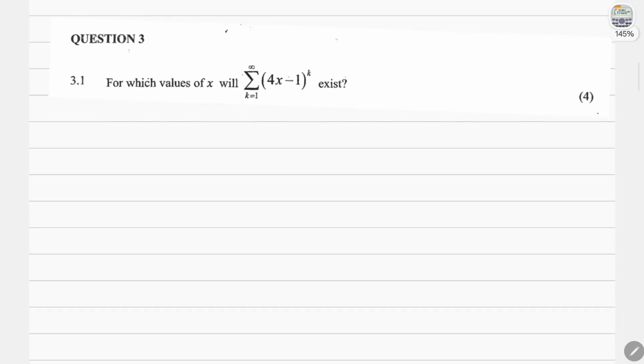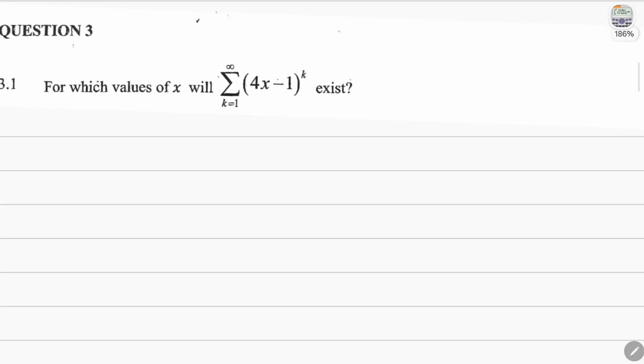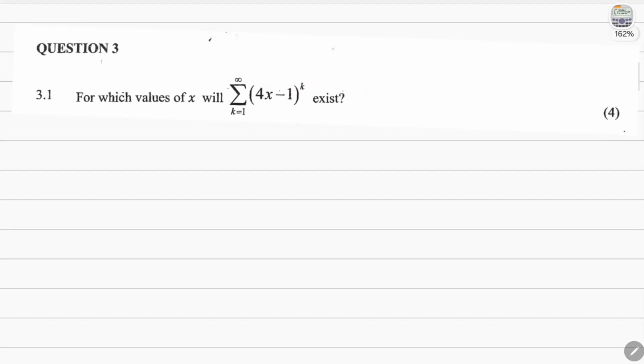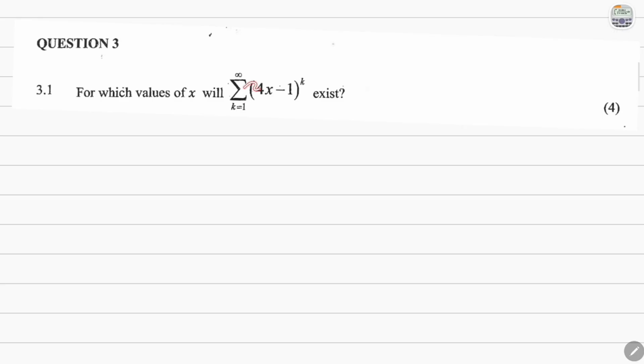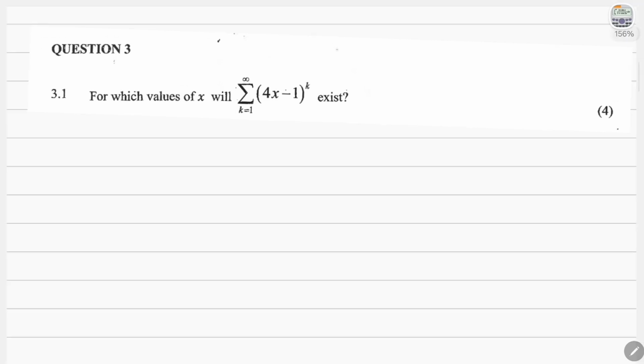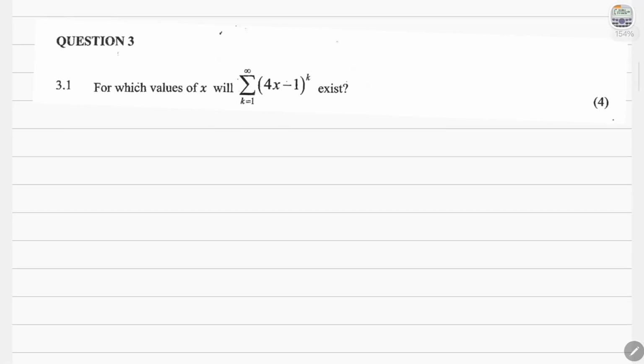Question 3 says, for which values of x will the sum of the series with this formula exist? Okay, you can already see the exponent is the variable. So this is geometric, of course, and it's heading to infinity, starting at k equals 1 ending at infinity. So for which values of x will the sum of the series exist? It's heading to infinity. The only way the sum can exist is if this is a converging series. And a brief explanation, here's an example of a converging series.